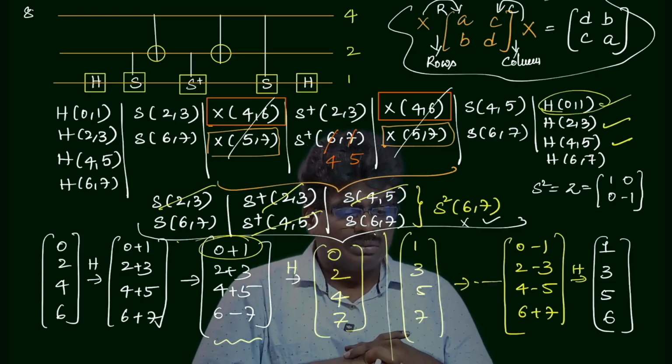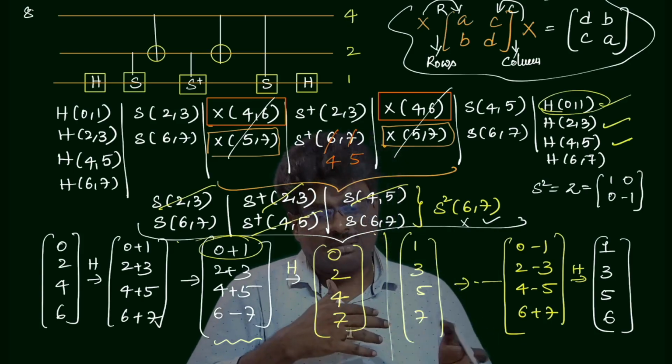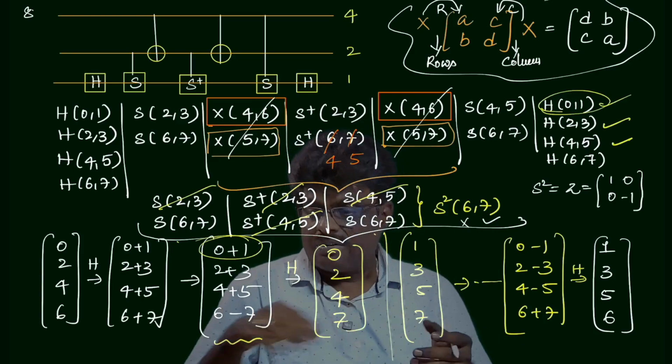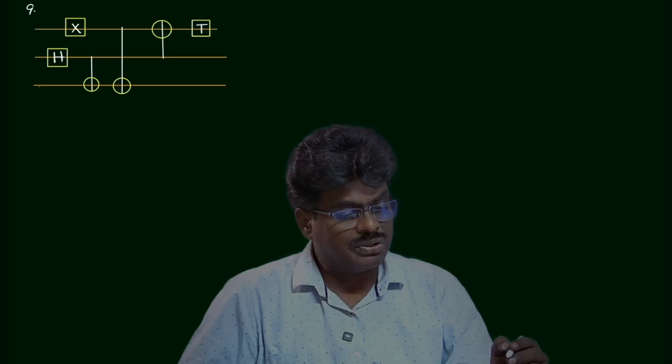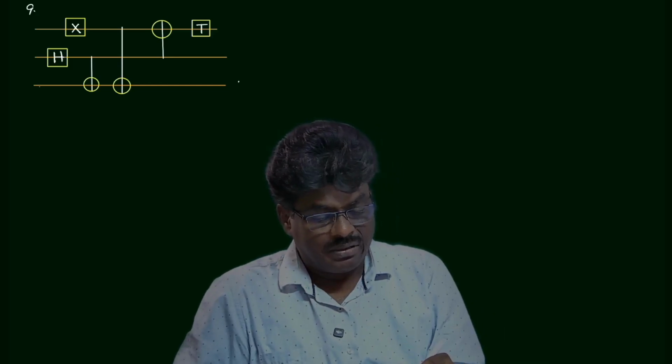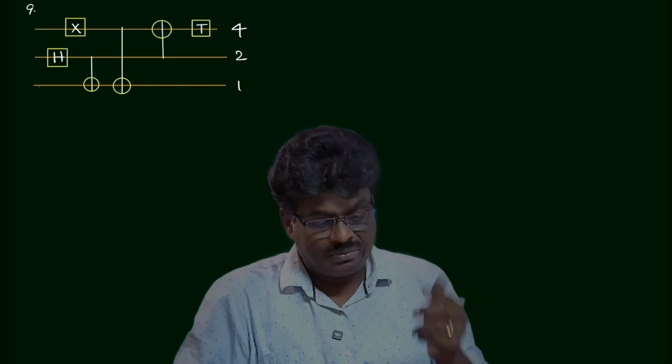So I hope you are following this, and if you want you can check with this simulator. Right. So the next one, here also we have 3 qubits. Let me represent the decimal notation 1, 2, 4. First let me write the operations.